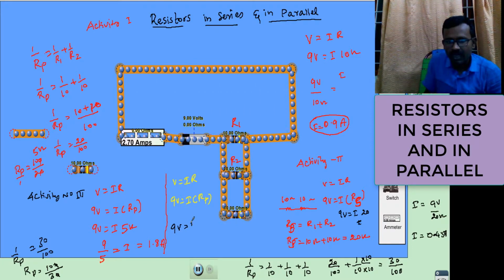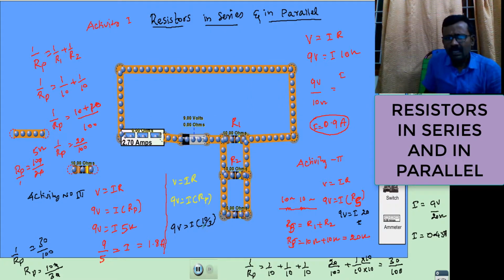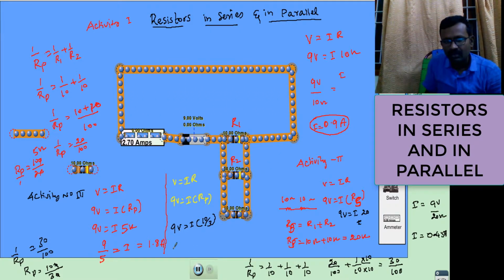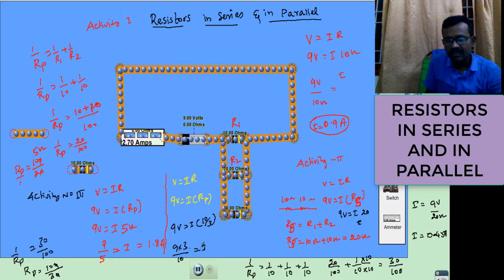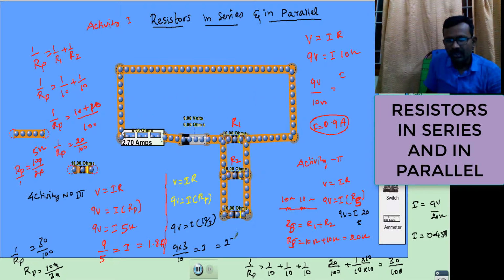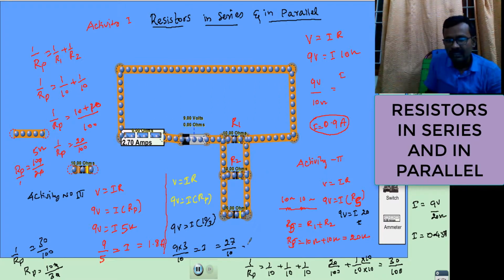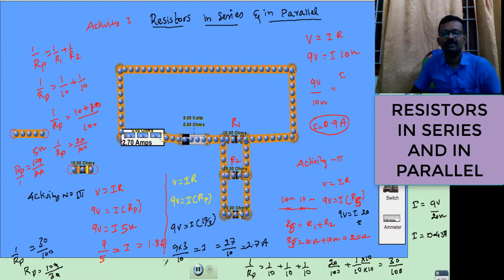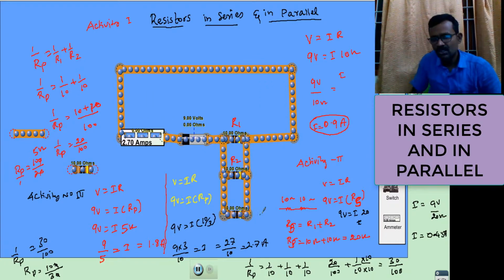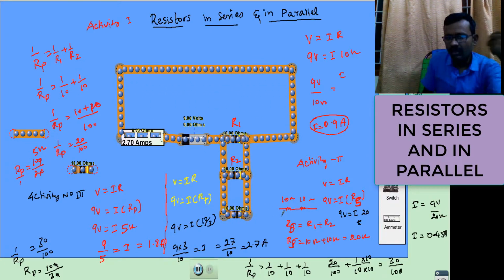Now you put this value here. 9 volt is equal to I into 10 by 3. Now you take 10 by 3 to left hand side. What will happen? 3 will go to upper side. So 9 times 3 divided by 10 is equal to I. So how much we get? 27 by 10. We get 2.7 ampere.